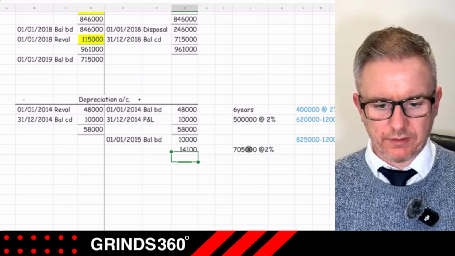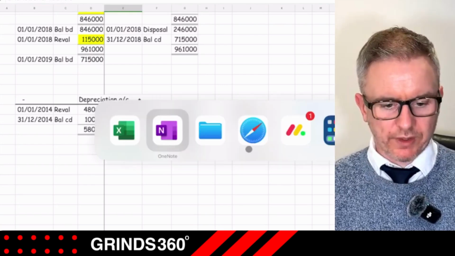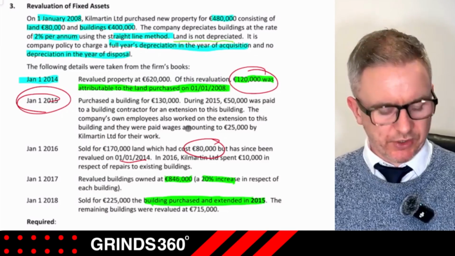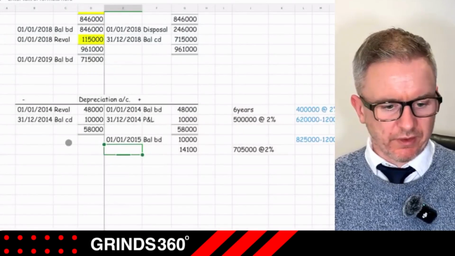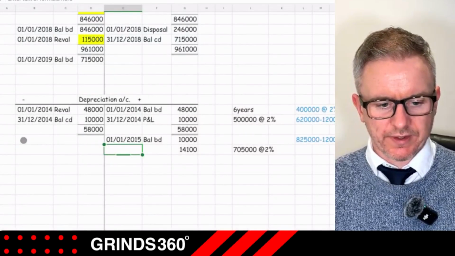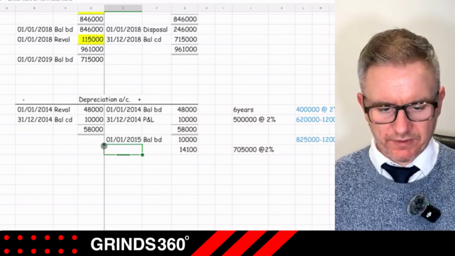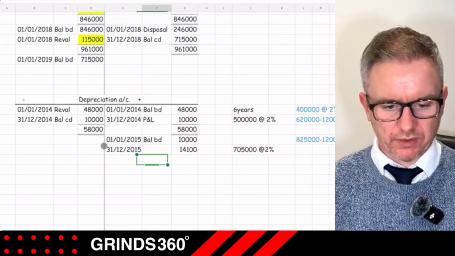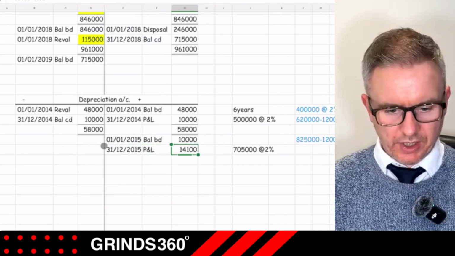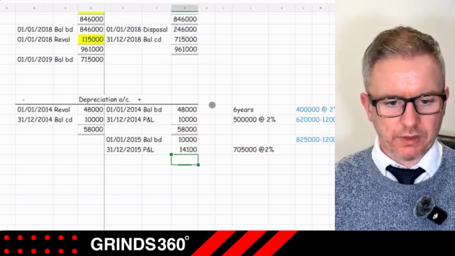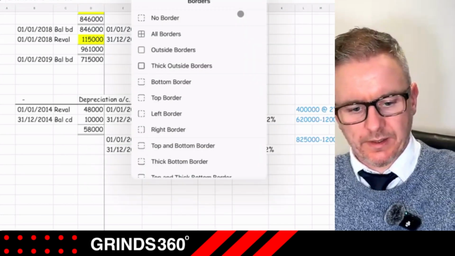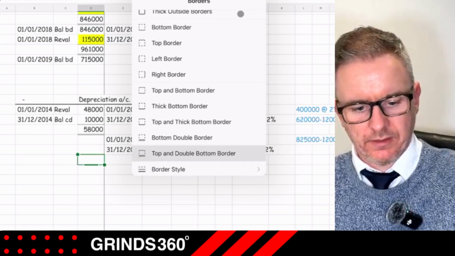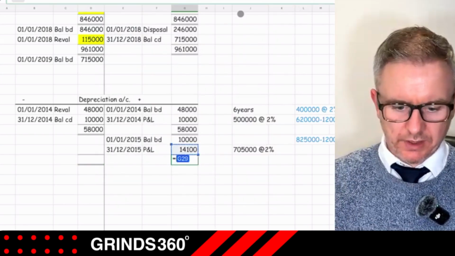Now, if you look in 2015, there's no mention of any disposal or revaluation or anything like that. Therefore, there isn't going to be anything here. There isn't going to be a reval figure or a disposal figure. So it's handy enough actually for 2015. You're just going to come along, P&L figure being charged, and put in a total here. And remember, you'll get really quick at this. So you have your total gone in.